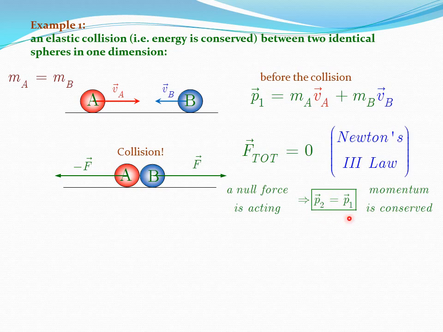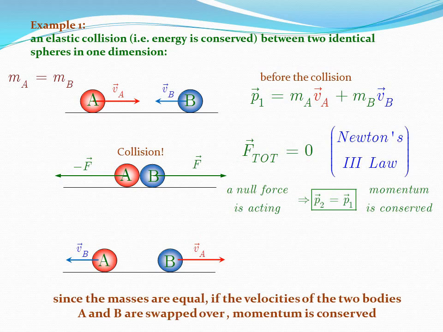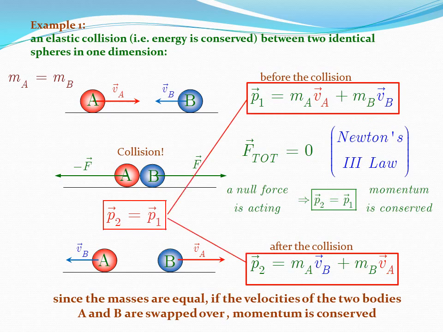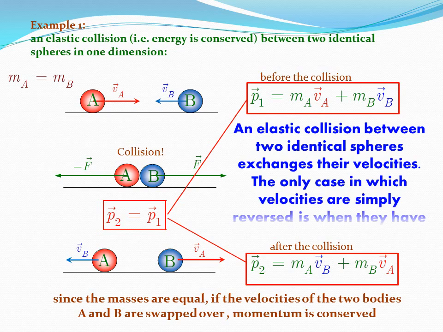Now, there is a very simple way to satisfy this requirement, and it is to swap over the velocities. If B emerges from the collision at speed va and A emerges from the collision at speed vb, since the masses are equal, the momentum of the system after the collision is equal to the momentum of the system before the collision. It is easy to see this if we replace ma and mb in these two equations with their common value m. Therefore, an important conclusion to bear in mind is that an elastic collision between two identical spheres exchanges their velocities. Therefore, the only case in which velocities are simply reversed is when they have the same magnitude.